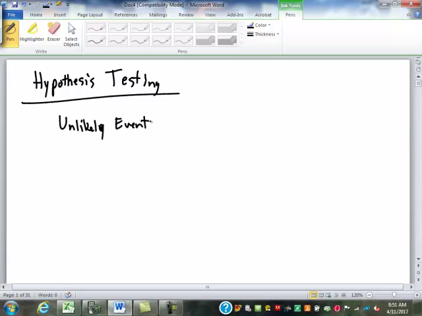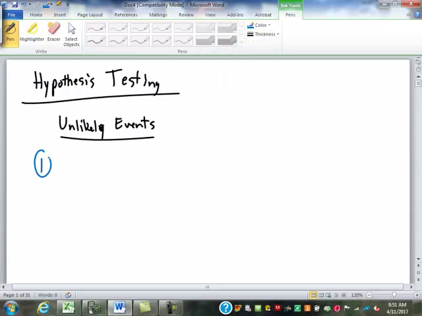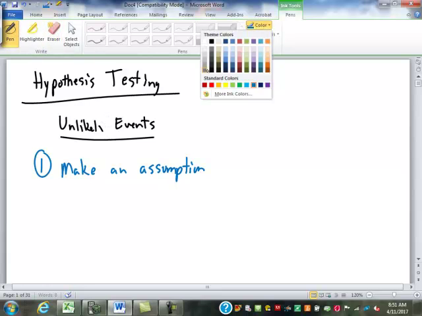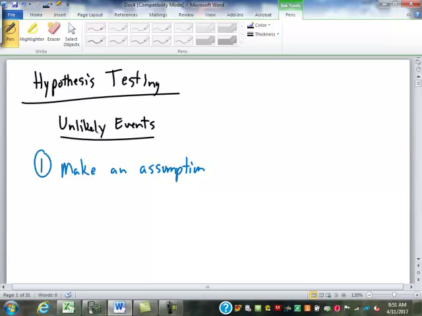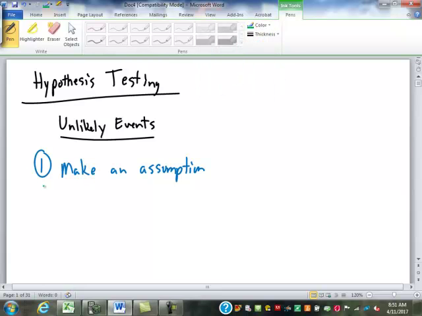When we're talking about unlikely events, we're making the assumption that something is true. Generally it's something that's been established, the current standard, or maybe somebody else has made this statement, so we just assume it's true. Then we gather data. We select a sample and gather data.